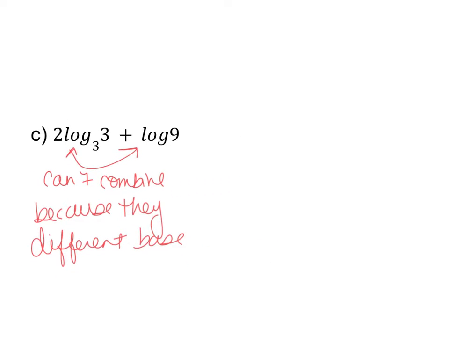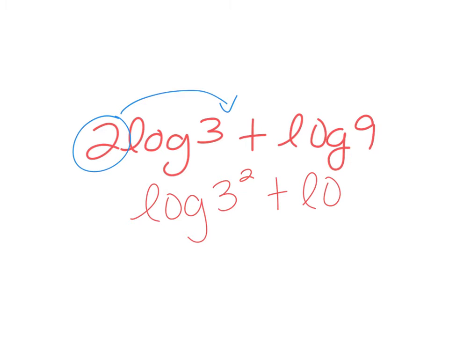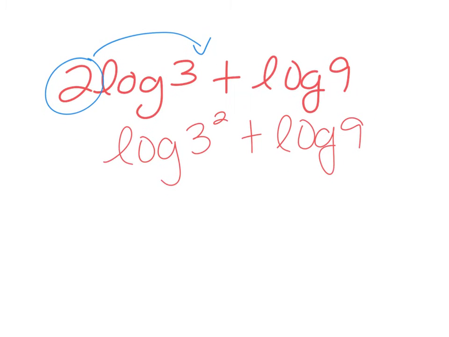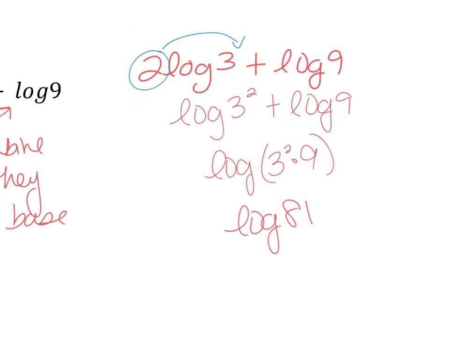But let's say, maybe off to the side, let's do this problem if they were the same bases. Let's just say 2 log of 3 plus log of 9. So I just changed them to base 10. Okay, first thing I would do is I would move this to my exponent. So this would give me log of 3 to the second power plus log of 9. Okay, now since we're adding the two logs, we can multiply those numbers. So this is going to be like log of 3 to the second power times 9. Simplify that up, and you get log of 81. Okay, so that's how you would do it if they were the same base.